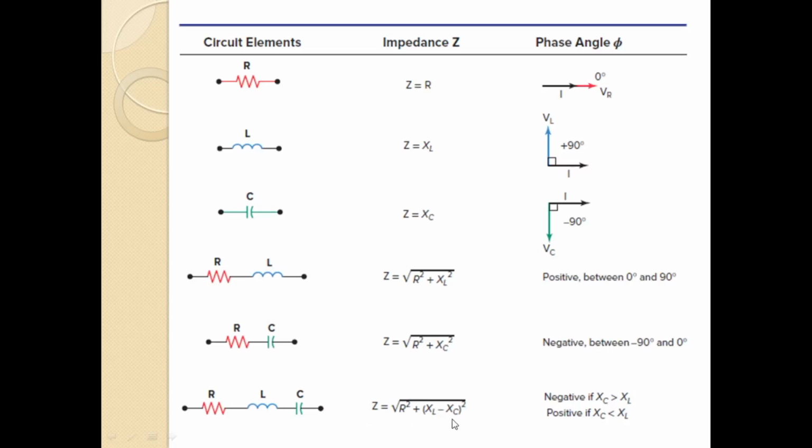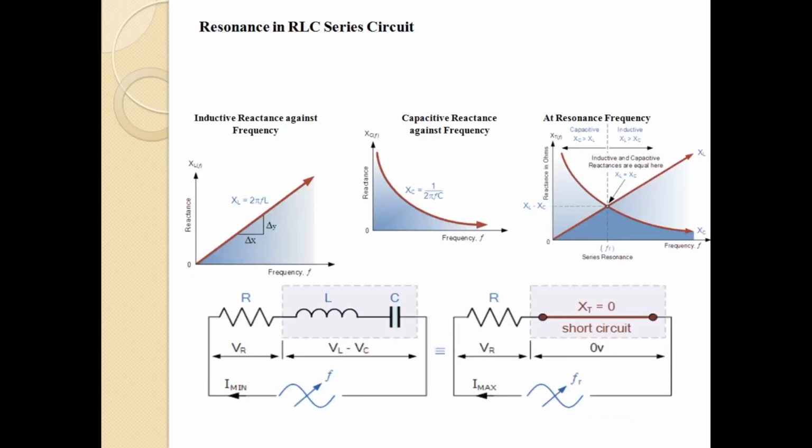In case of an RLC circuit, depending upon whether XC is greater than XL or XL is greater than XC, the impedance will be given by the square root of R square plus the square of the difference between XL and XC. That is the expression for impedance, and the current will be lagging or leading with respect to the voltage depending upon the difference between the magnitudes of XL and XC. When XC is greater than XL, the current will be leading with respect to the voltage, and when XC is less than XL, the current will be lagging with respect to the voltage by an angle phi. In all these cases, we have considered the frequency of the voltage source as constant.